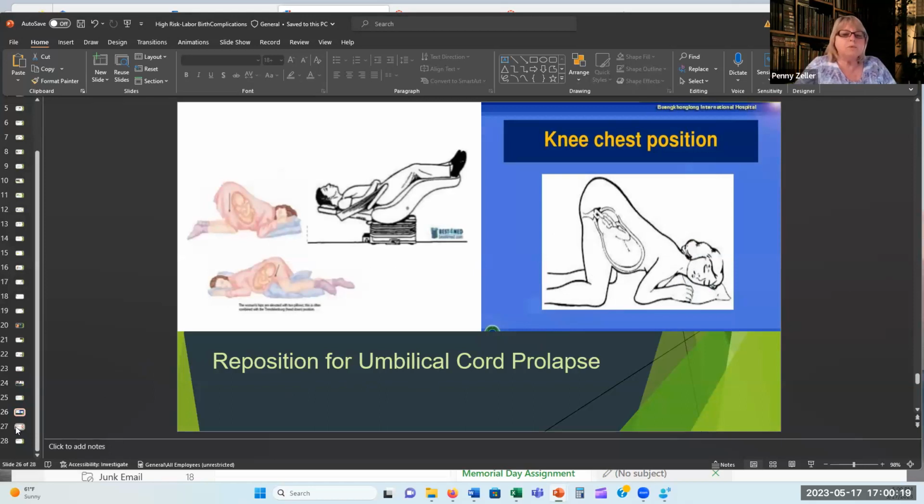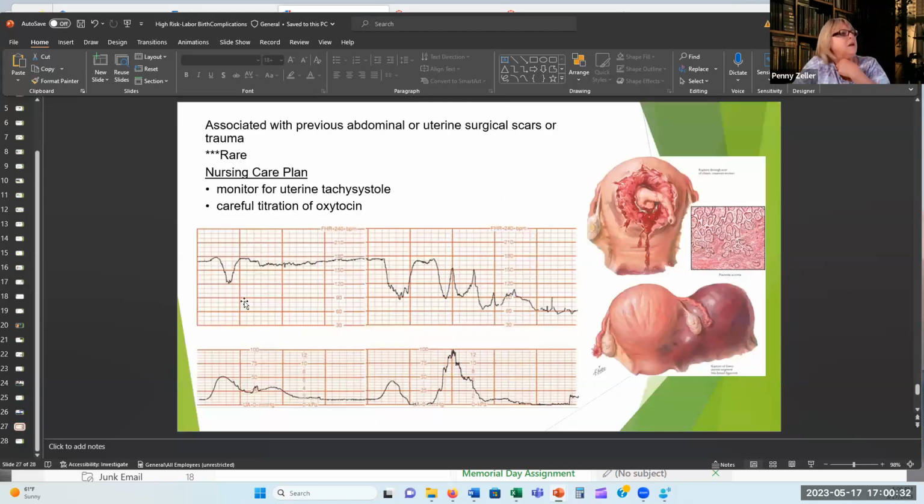So once again, what would you see on the monitor if the cord was prolapsed? Variable decelerations, yes. And here they are. See, this isn't a very good picture, but it shows a deceleration, and everything seems to be okay. This is a uterine rupture. And then all of a sudden the baby's heart rate drops down and it becomes a prolonged deceleration. So this is uterine rupture, extremely rare. A previous uterine scar is torn.